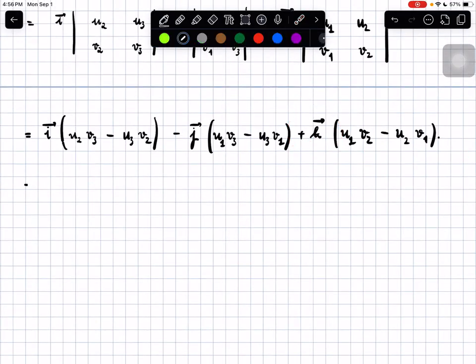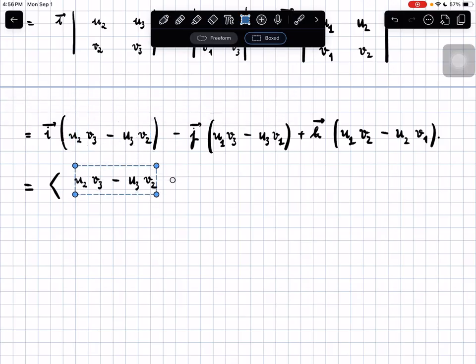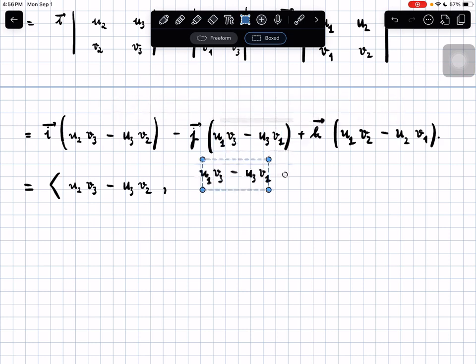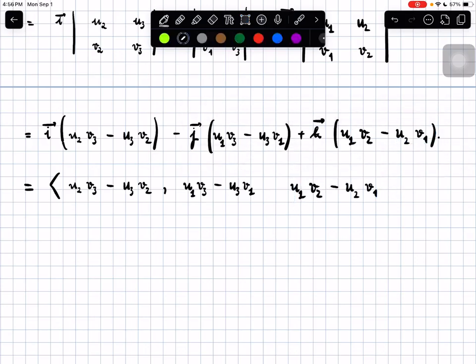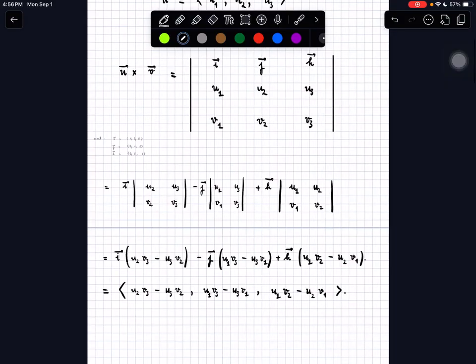You can write this down in terms of a vector. The first component is u2 v3 minus u3 v2. Second one, and the last one. So this is the cross product of two vectors in R3.